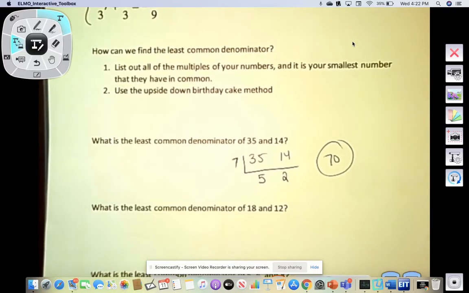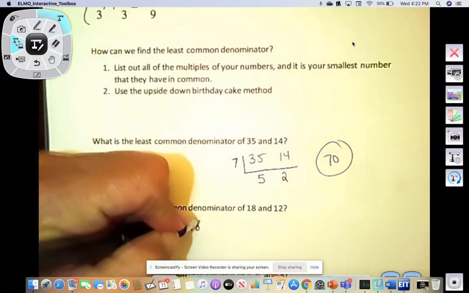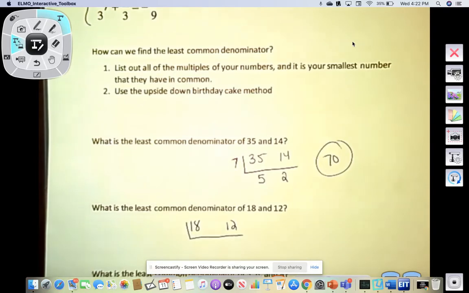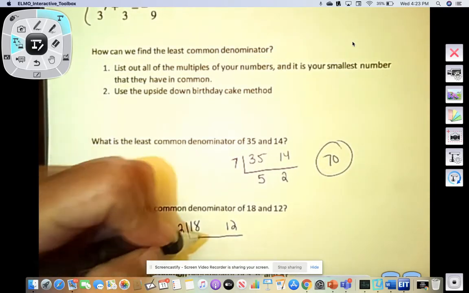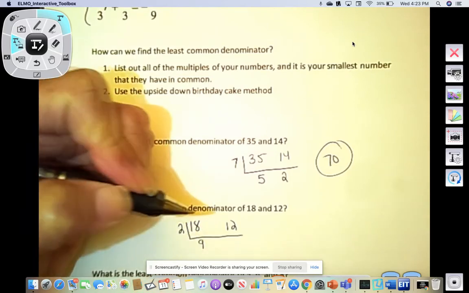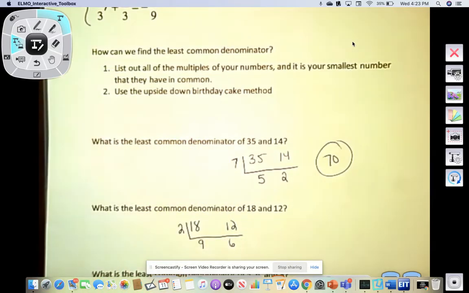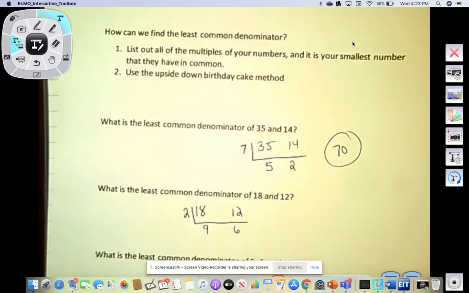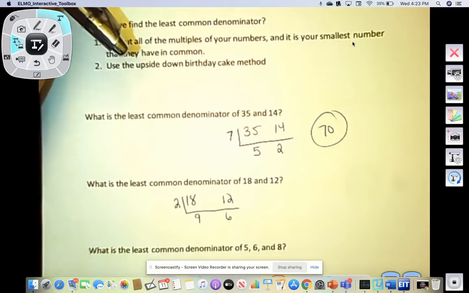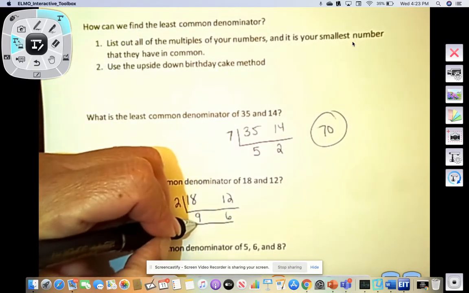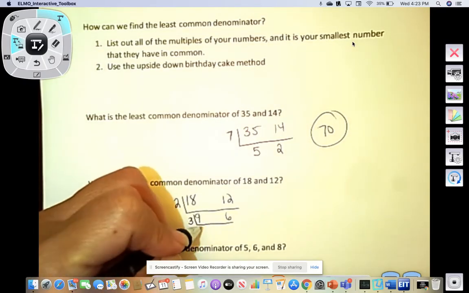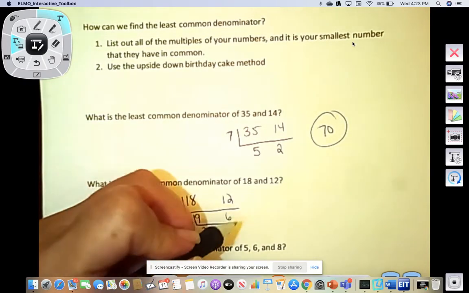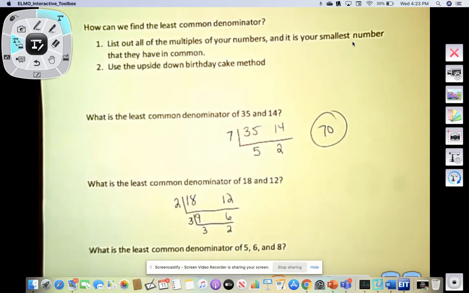What is the least common denominator for 18 and 12? Make a layer. What goes into both 18 and 12? Well, 2 goes into both of them. 18 divided by 2 is 9, and 12 divided by 2 is 6. Is there anything that goes into both 9 and 6? Yes, 3 goes into both of them. So I'm going to make another layer to my cake. 9 divided by 3 is 3, and 6 divided by 3 is 2. Since there's nothing else that goes into 3 and 2, I'm done.